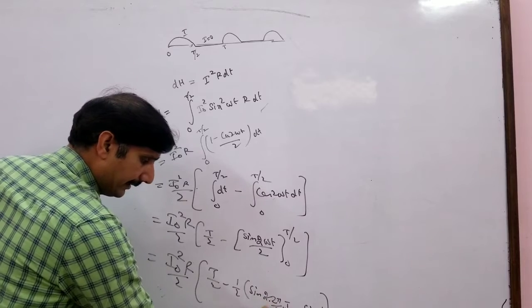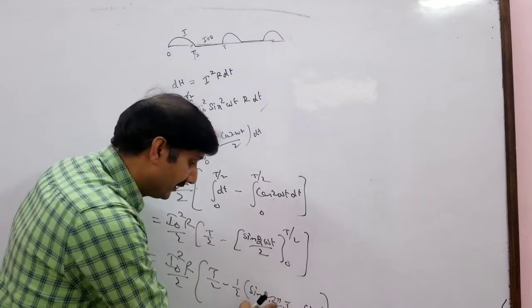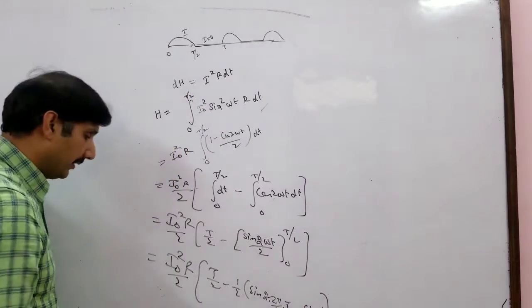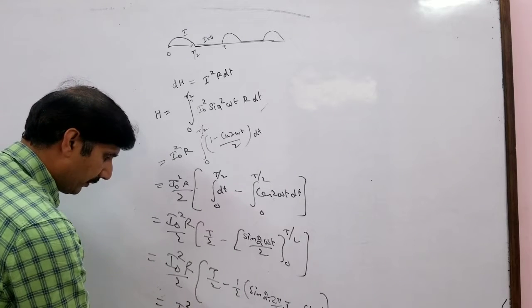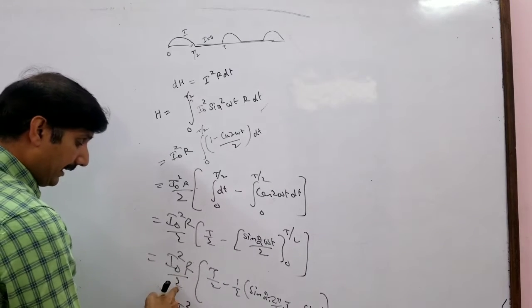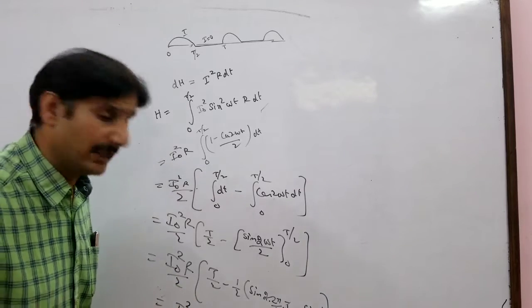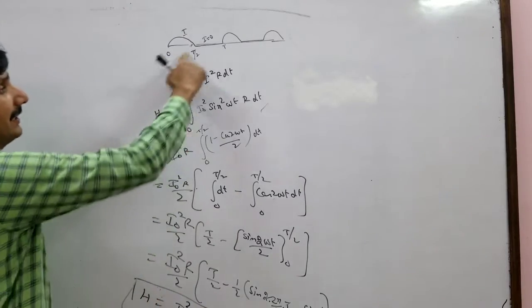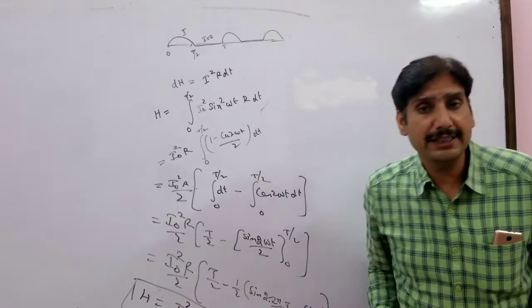2 get cancelled, t get cancelled, sin 2 pi is 0. So 0 minus 0 is 0. This component also is going to vanish. The remaining thing, what I get is I naught square r by 2 into t by 2. So it is I naught square r t by 4. This is the total heat produced by this kind of signal through this resistance R in time t.